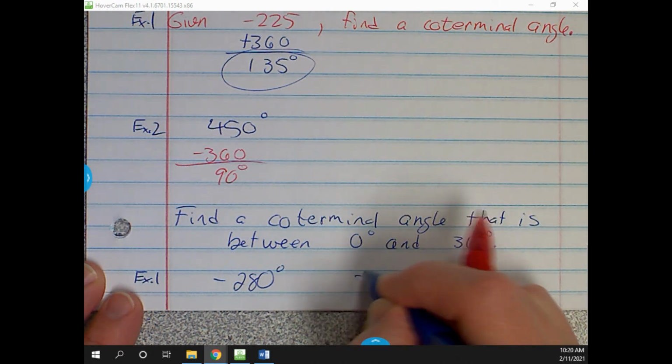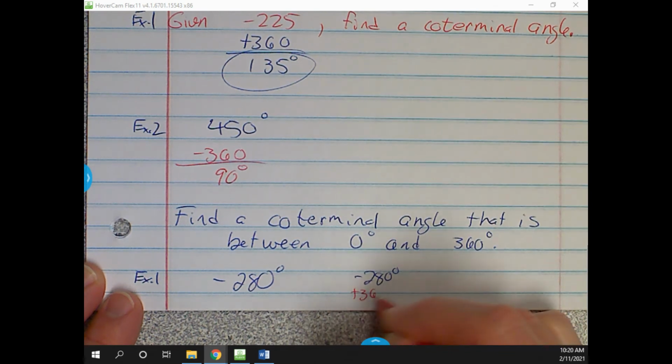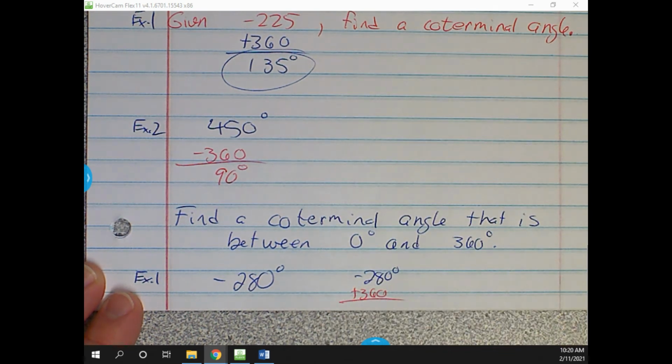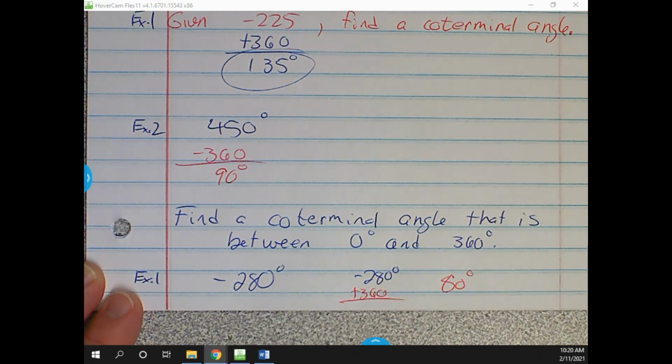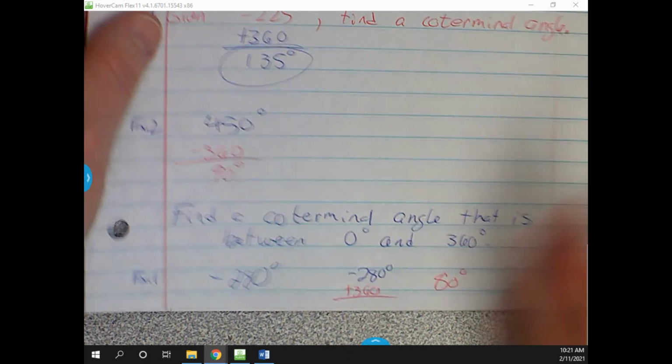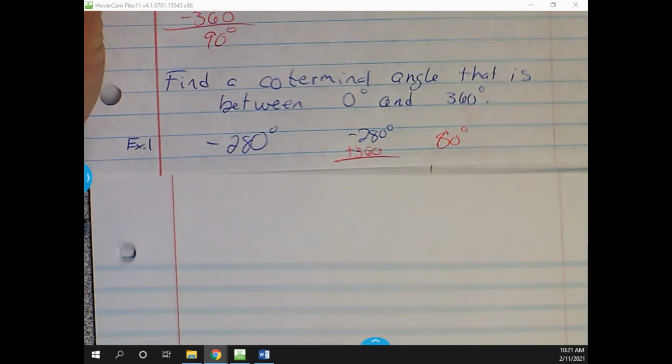And you may go, well, that doesn't really look a whole lot different than what we did before. We're just going to add 360 to it, right? Yeah, just add 360 to it. So we do negative 280 plus 360. Check it. That comes out to be 80 degrees. So it's between 0 and 360.